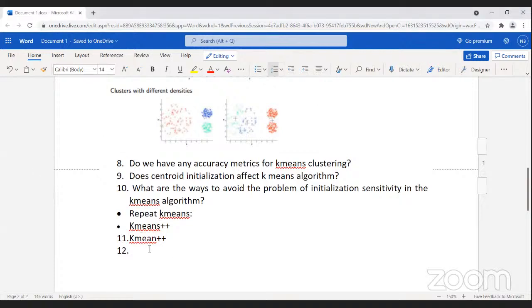How do you decide the optimal number of k in the K-means algorithm? How to decide the optimal number of k in the K-means algorithm? I will be giving 1 minute for you to respond, guys.